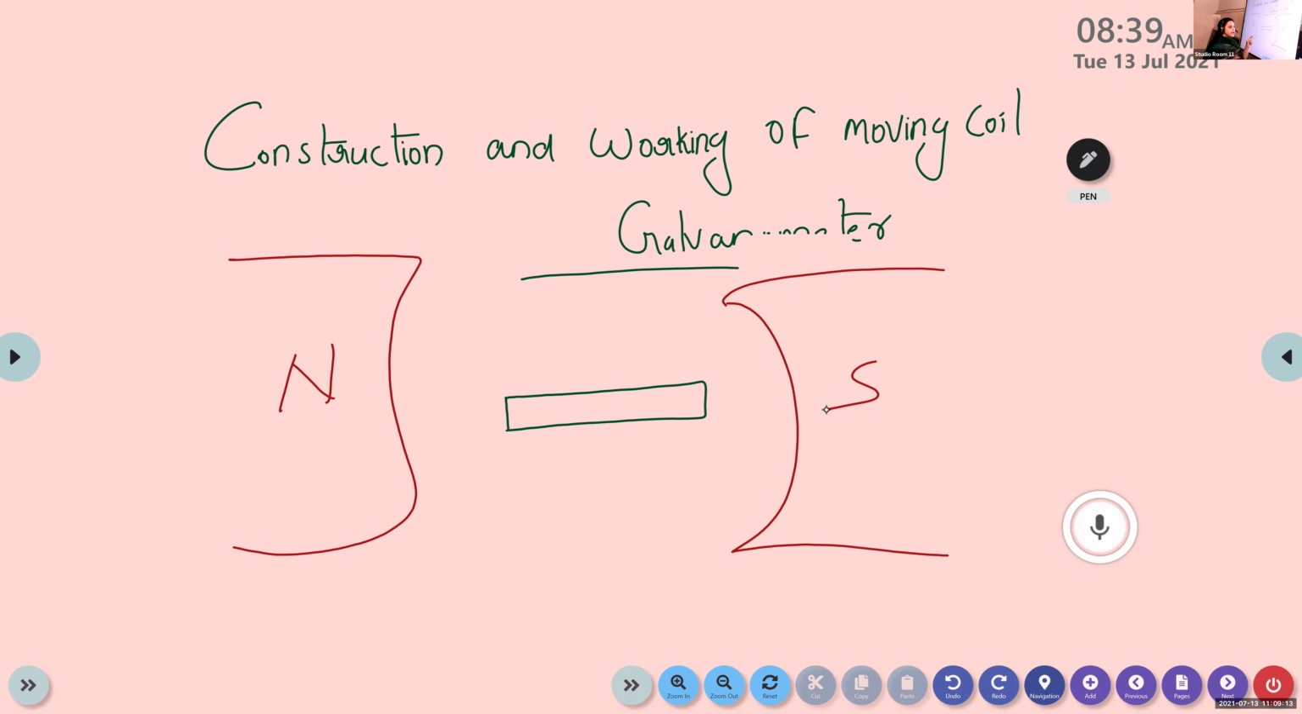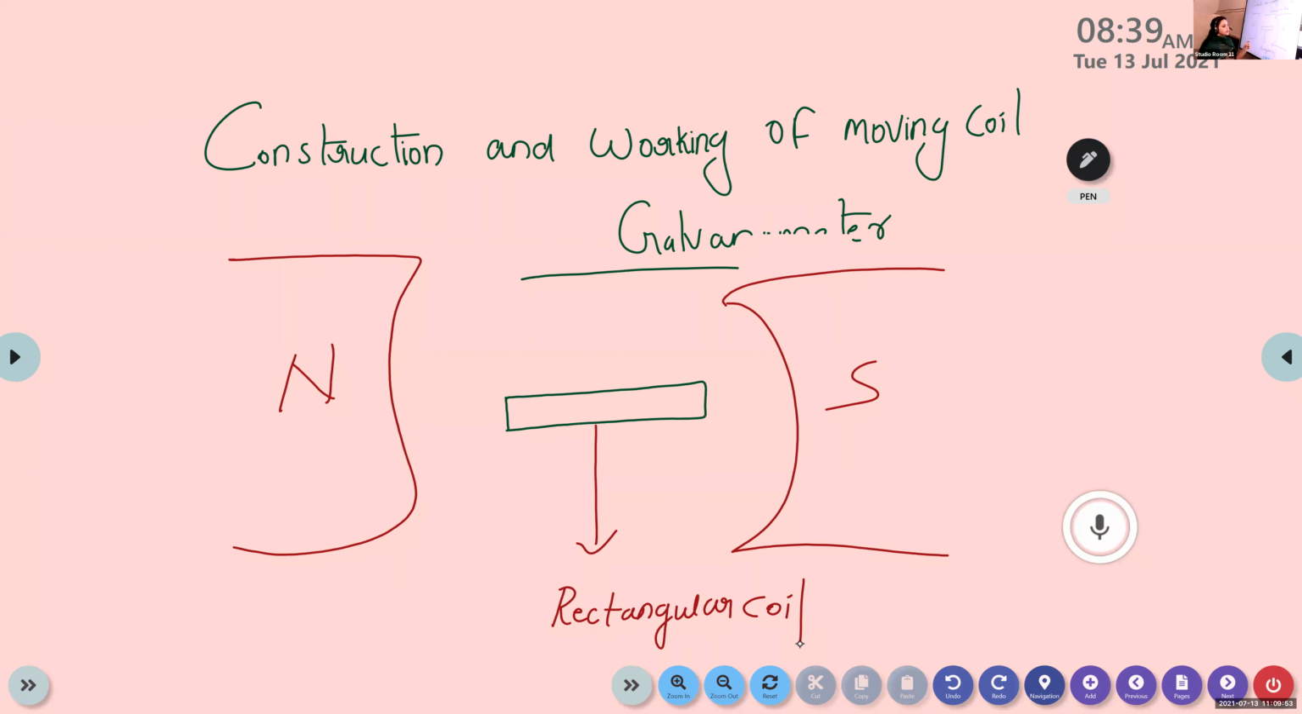So here we consider a rectangular coil. This is our rectangular coil with N number of turns. It is placed between the poles of a strong concave shaped magnet. What do you mean by concave shape? As its name implies, it is a cave-like structure, that is, it is curved inside. I think you may be familiar with concave and convex.